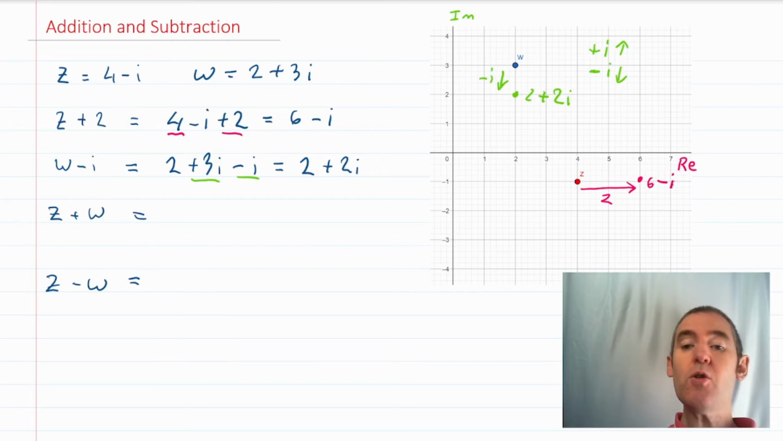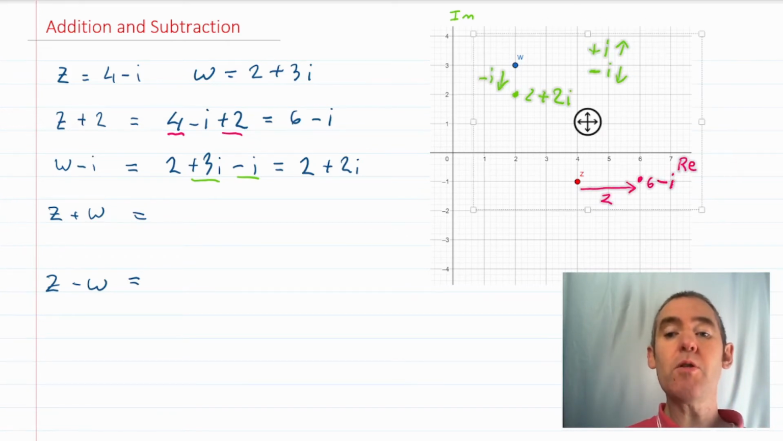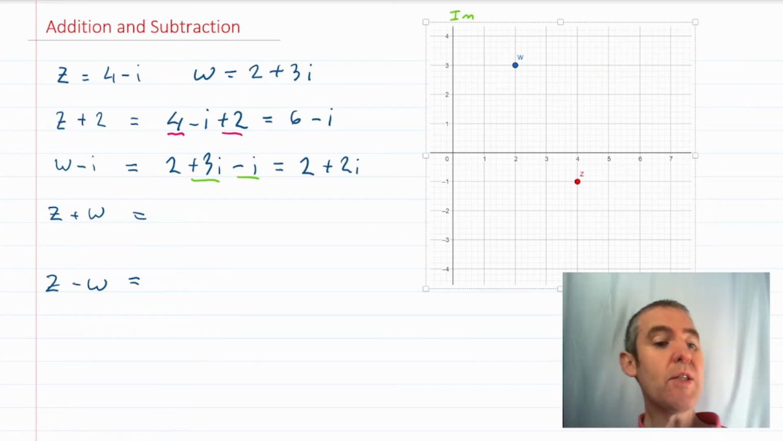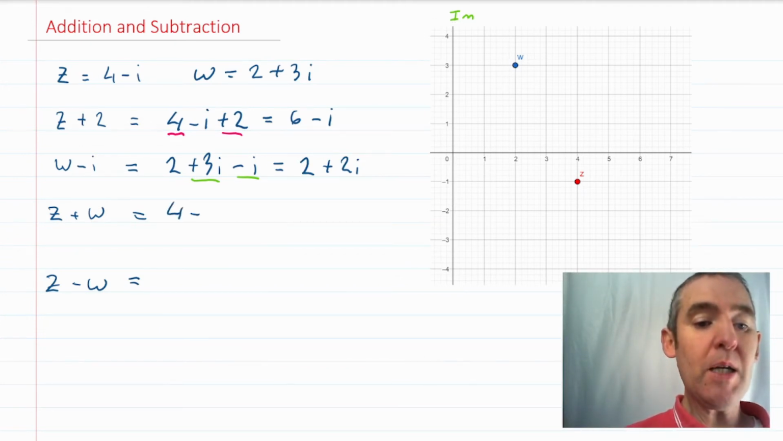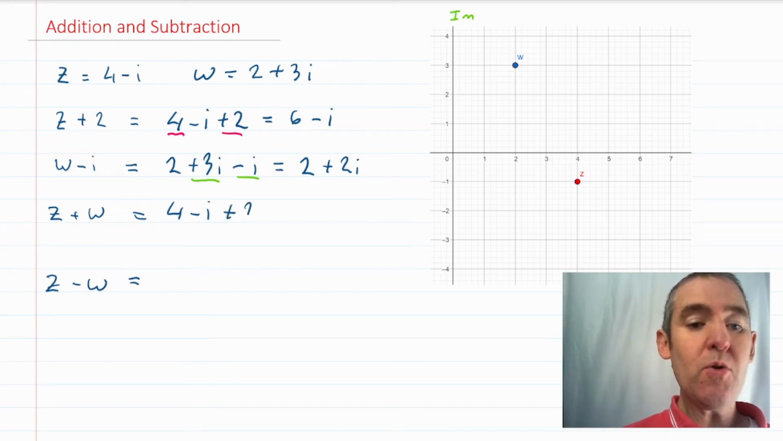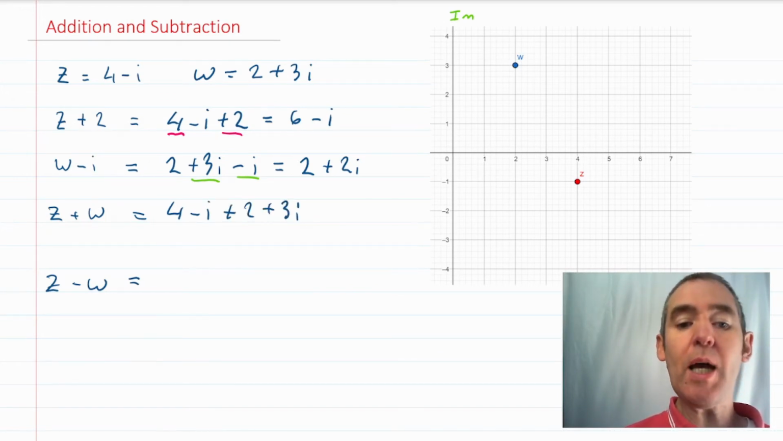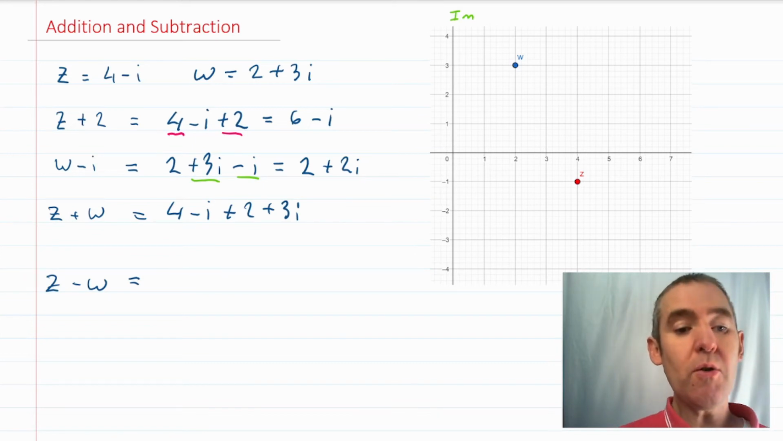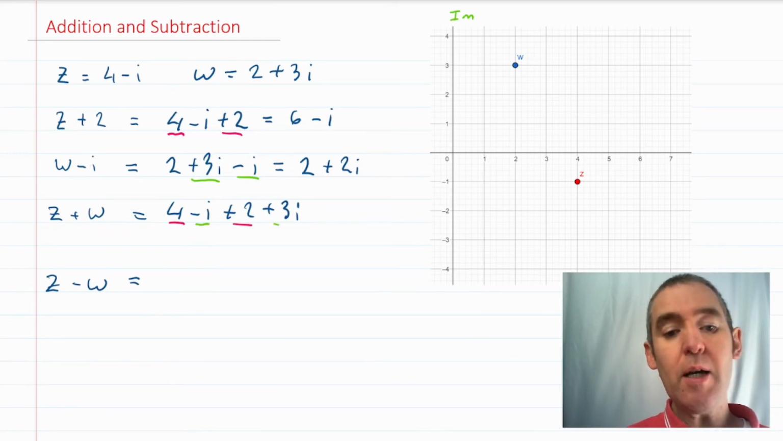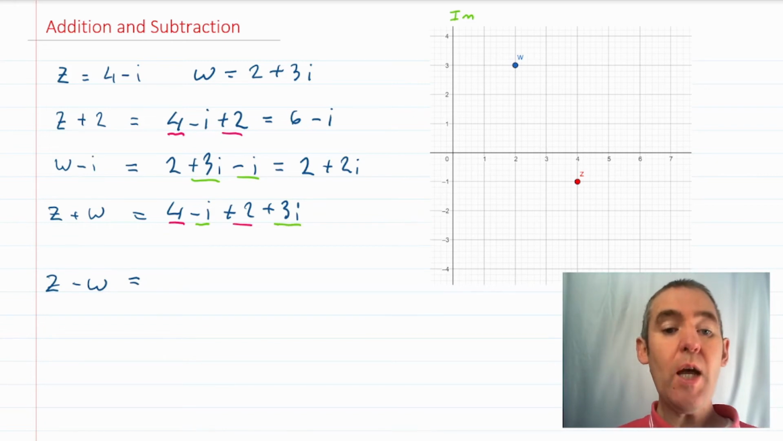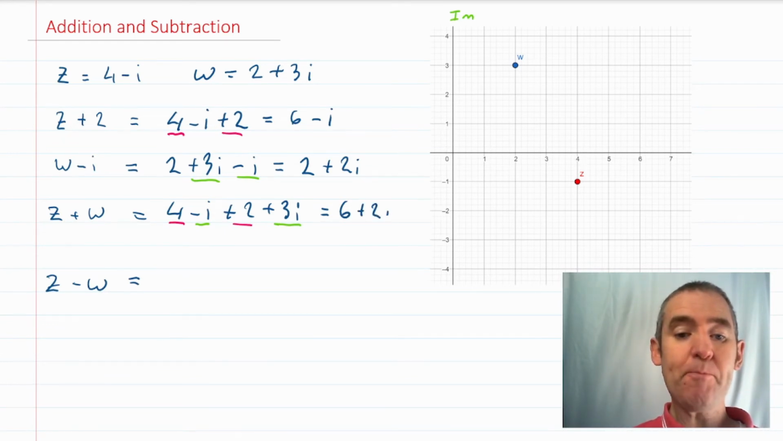So what happens if you add two complex numbers to each other? We're going to do that now. So z plus w, you're going to have 4 minus i plus 2 plus 3i. There's no need really for brackets here because we're adding. You take the real part of z and the real part of w and add them together, and you take the imaginary parts and add them together. So you get 4 plus 2, which is 6, and minus i plus 3i is 2i.